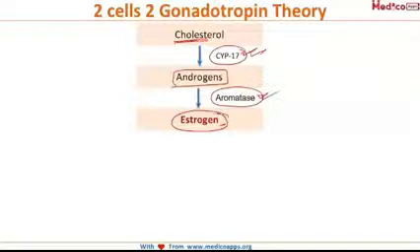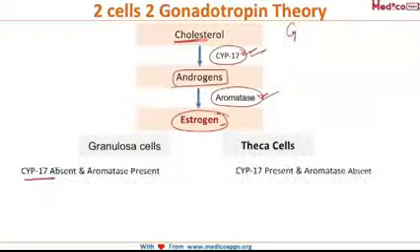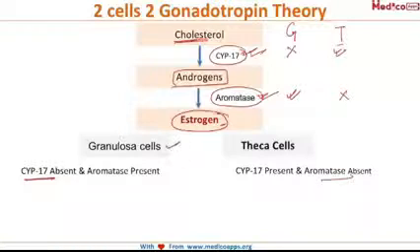But there is a basic difference in the granulosa cells and the theca cells. In the granulosa cells, the CYP17 is absent and the aromatase is present, whereas in the theca cells, the CYP17 is present and the aromatase is absent. So for the synthesis of estrogen, both the granulosa cells and the theca cells are required.